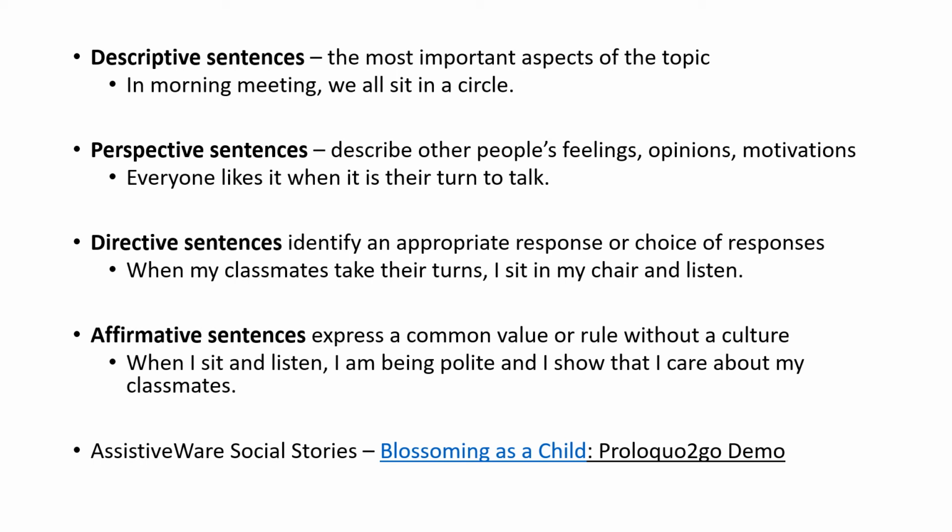There is a really great video about a child called Blossoming as a Child, a ProloQuo demo. And it's an assistive technology social story where it basically explains the process of one child who has autism and their communication skills. Because what people think is that when you have, let's say, an augmentative communication device, it actually prevents the student from ever talking. Whereas the studies are actually saying that with this device, it's more likely that students do verbalize.